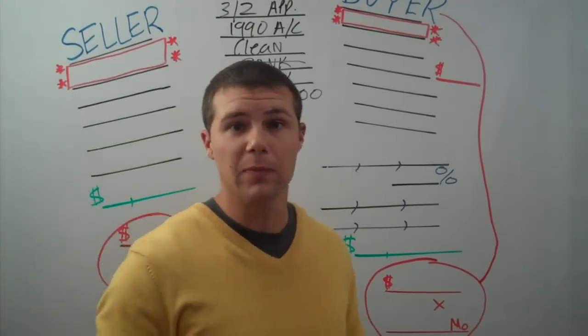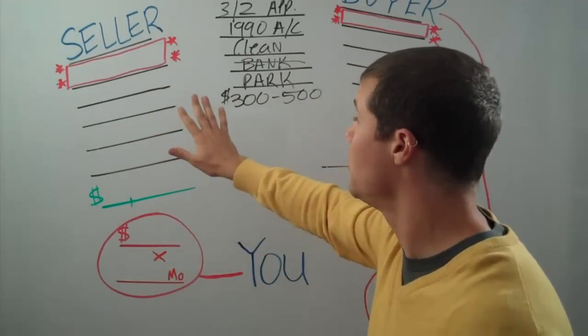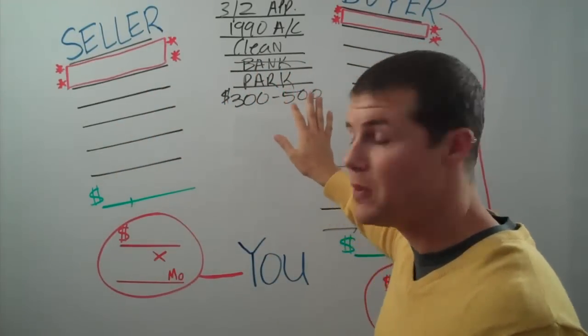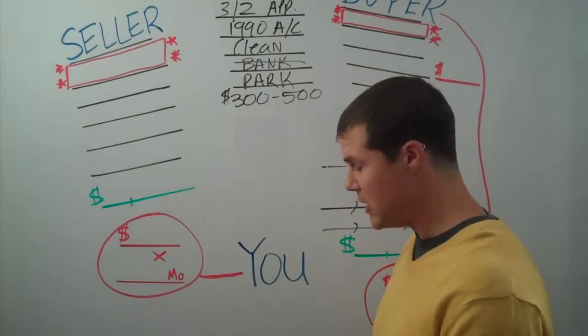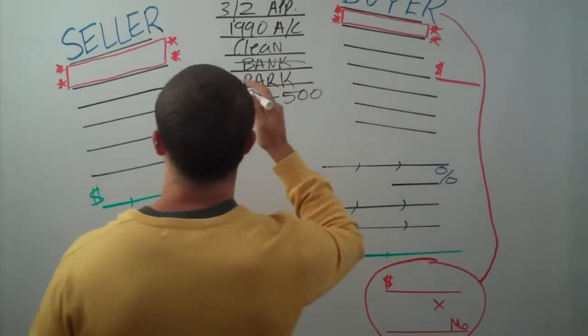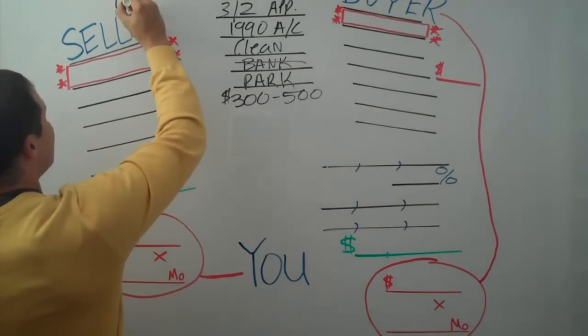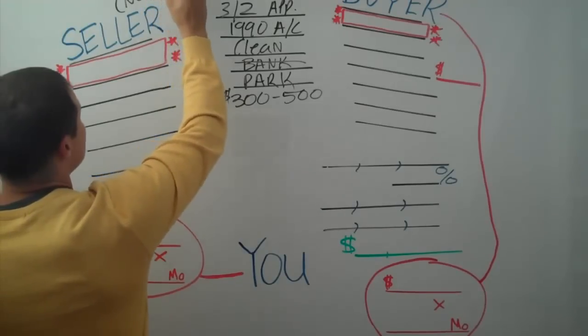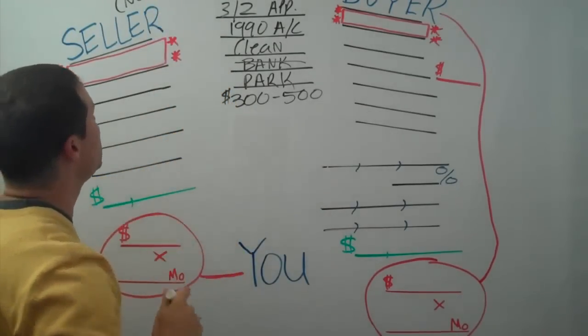Now there's 3 people in a deal. There's the seller of a mobile home, there's the buyer of a mobile home, and then there's you as an investor. Now right now it's just the seller, and the seller is selling this mobile home, and it does not have any loans or any liens attached to it. So I'm going to put no loans right there.